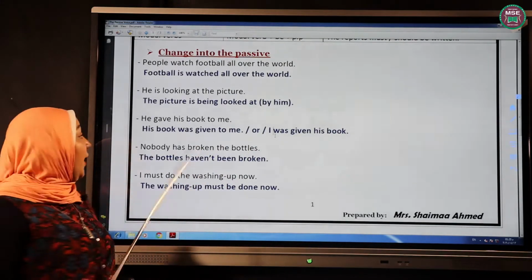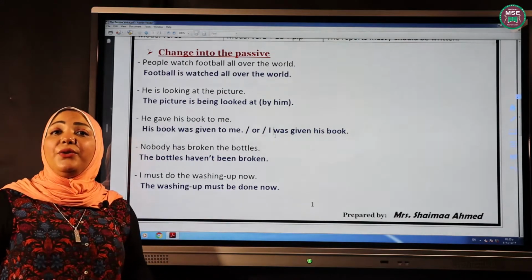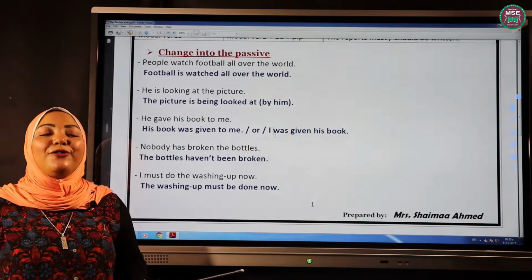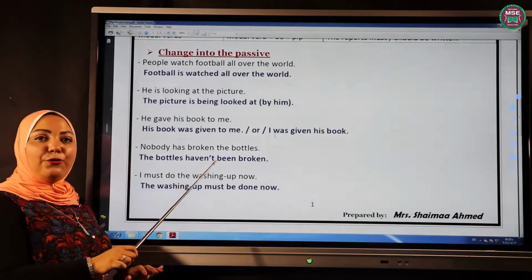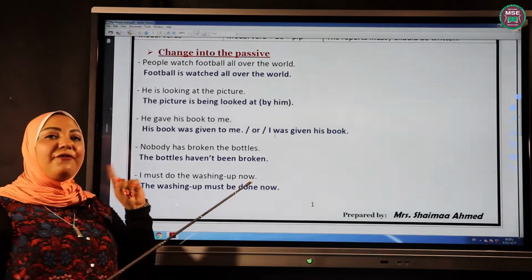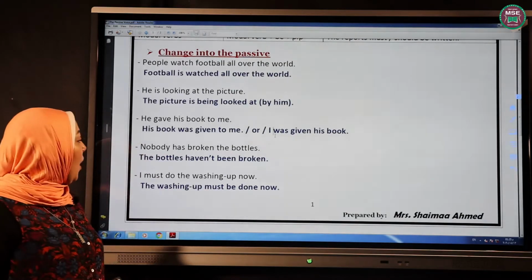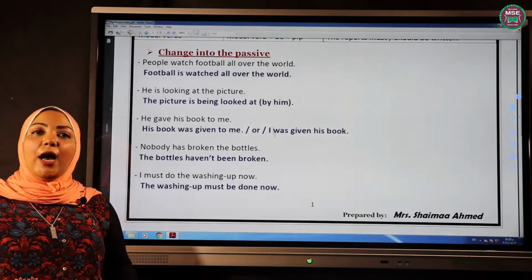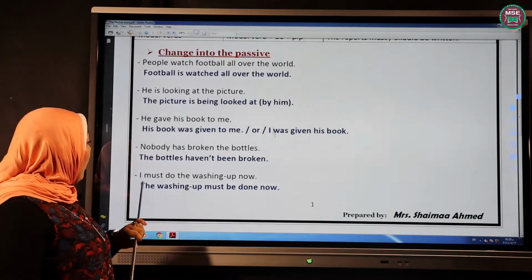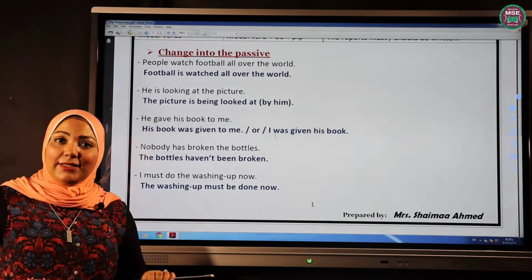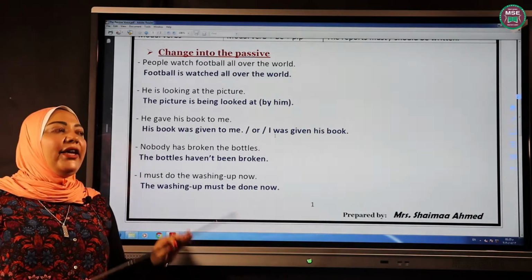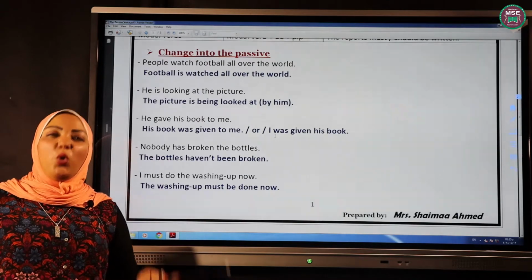But bear in mind that nobody gives you negative meaning. So you have to insert the negative form. So the bottles haven't been broken. Another example. I must do the washing up now. Here, what tense is this sentence? Actually, here we have something that's called a modal verb.